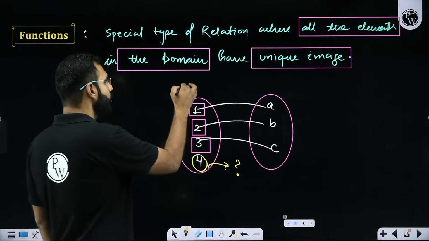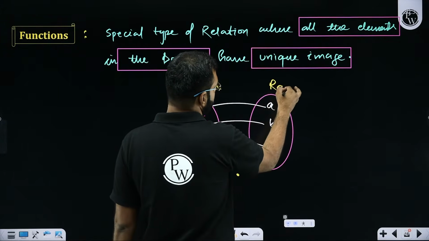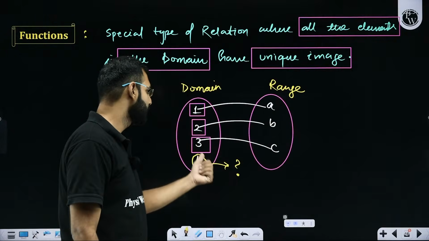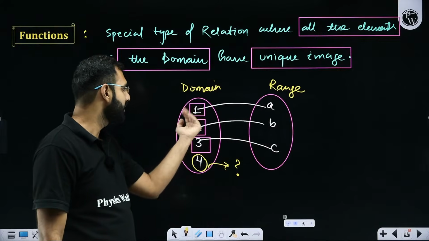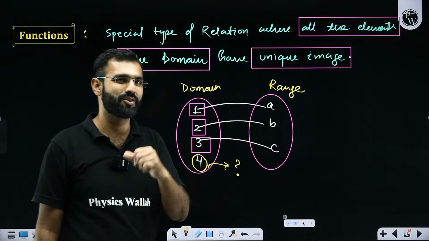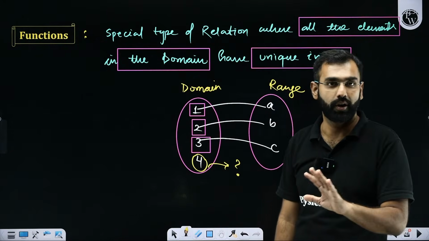4 is there in the domain. Yes or no? A, B, C are there in the range. So, sir, 1 has image A, 2 has image B, 3 has image C. A has pre-image 1, B has pre-image 2, C has pre-image 3. But where is the image of 4? Exactly. So if it does not have an image, I'll not call it a function.